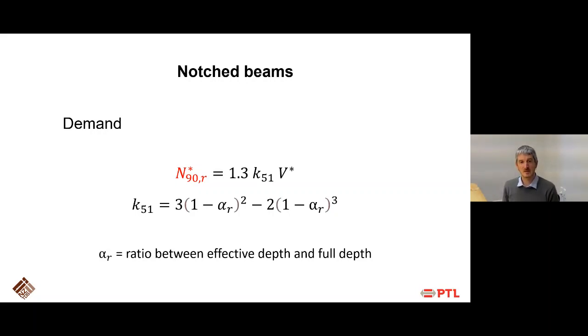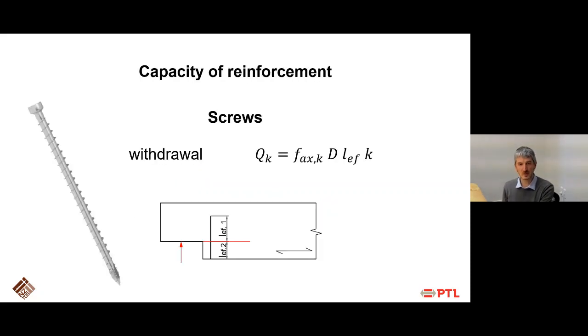It's that simple. The factor 1.3 considers that there is a peak in stress close to the notch, which increases this force a little bit. So your N star 90 value is your demand in your reinforcement. Once you have determined this one and you decide you're using screws, you can design the withdrawal strength. And we do that all the time with current design standards.